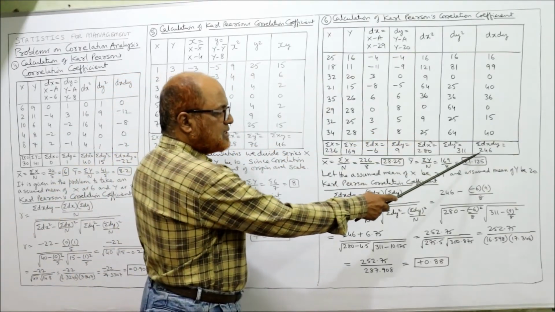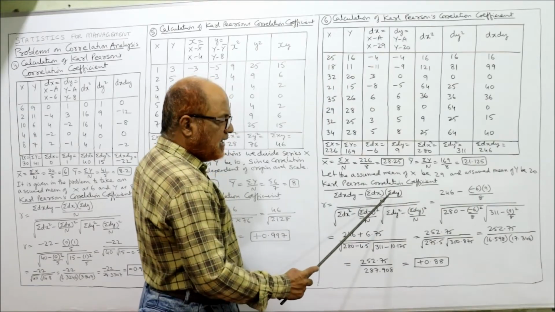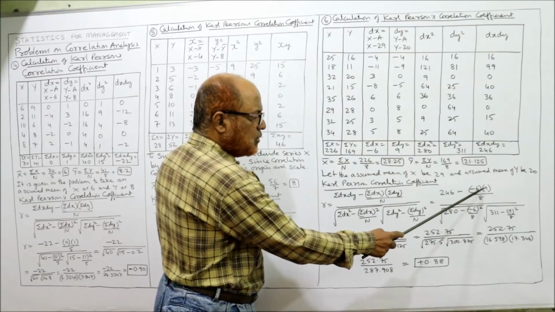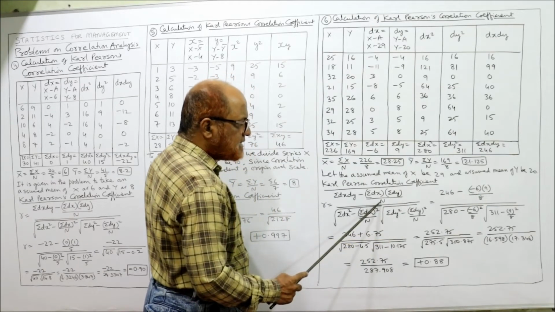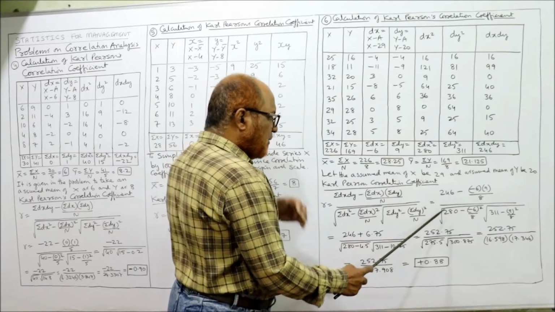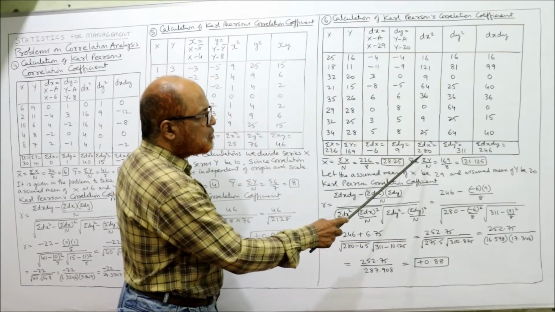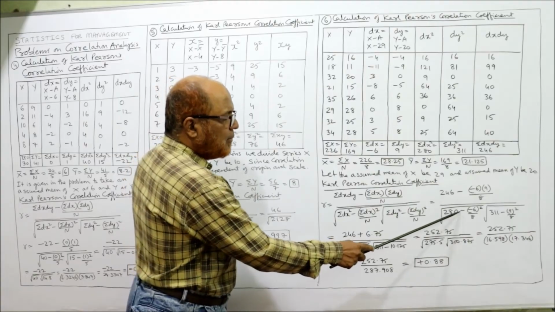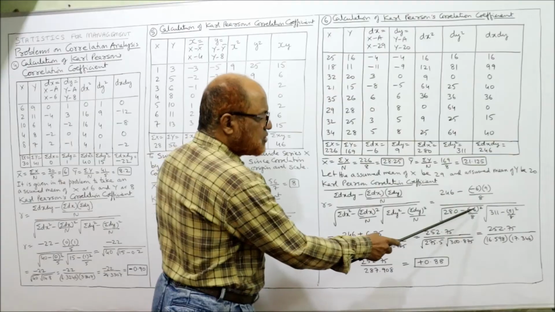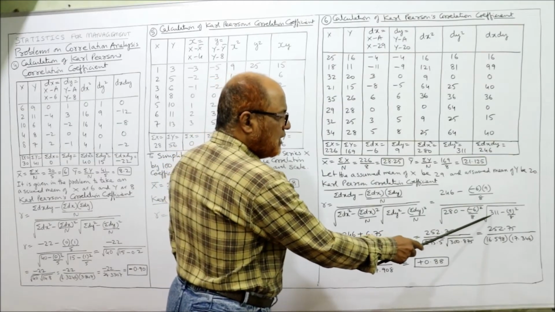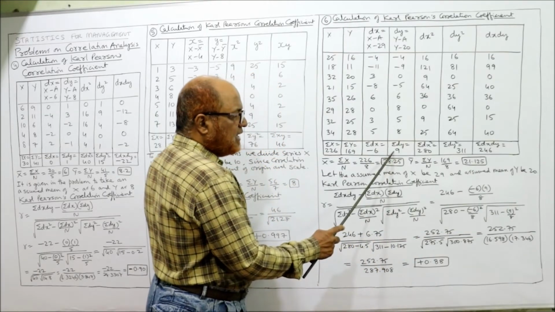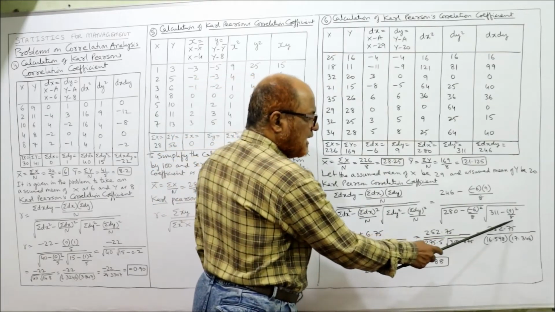Summation dx dy, how much? 246. Summation dx into summation dy, so minus 6 into 9, divided by n. n is 8. So the numerator is completed. Denominator: summation dx square is 280, so I have taken 280, minus dx whole square. How much is dx? Minus 6. So minus 6 whole square divided by 8. Here under root, dy square is 311, minus dy is 9, 9 whole square by 8.